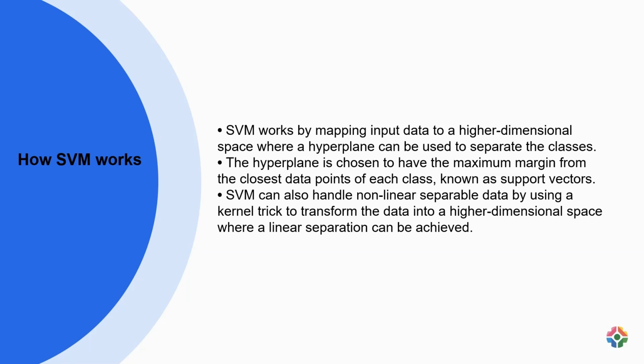For instance, imagine classifying emails as spam or not spam based on various features like word frequency. SVM can identify a hyperplane in a higher dimensional space to effectively separate these classes, ensuring accurate spam detection.